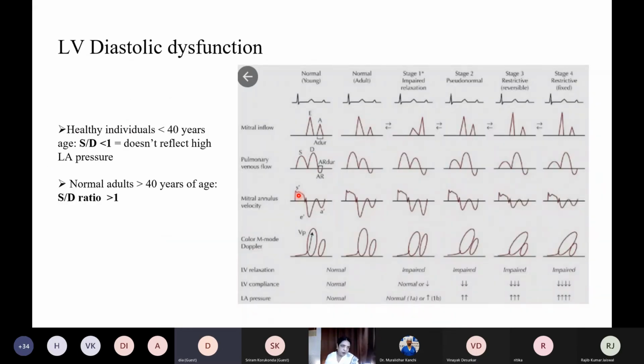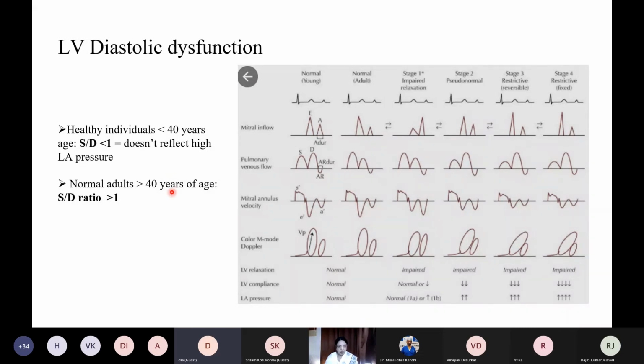We all know this left ventricular diastolic dysfunction. In healthy individuals who are less than 40 years, the S by D ratio, the velocity of S and D ratio, is less than 1 normally, and it doesn't reflect high LA pressure. And why is this so? Because these young adults have powerful contraction of the LV, and there is tremendous pulling of the valve towards the apex. So naturally, many a times S by D is less than 1.